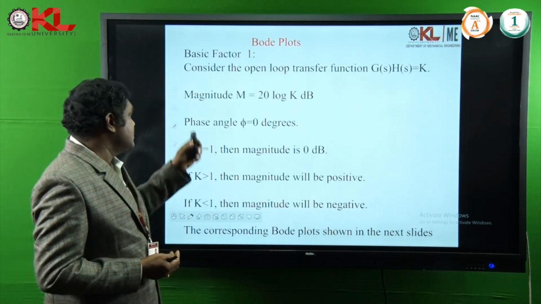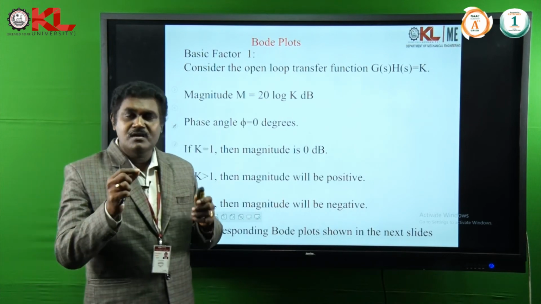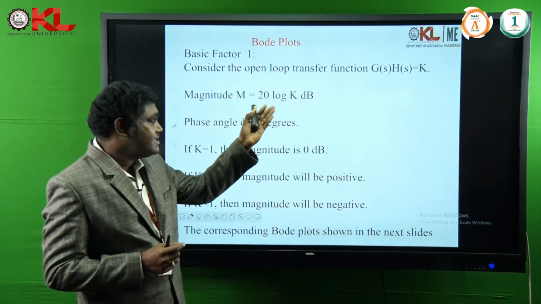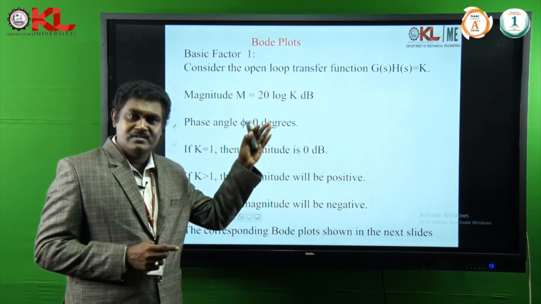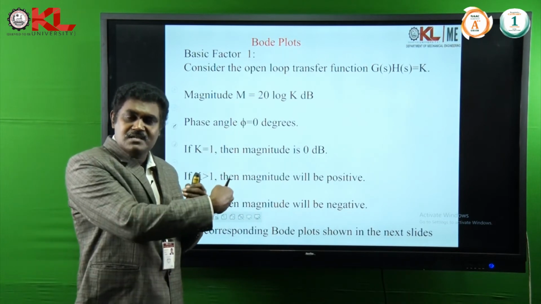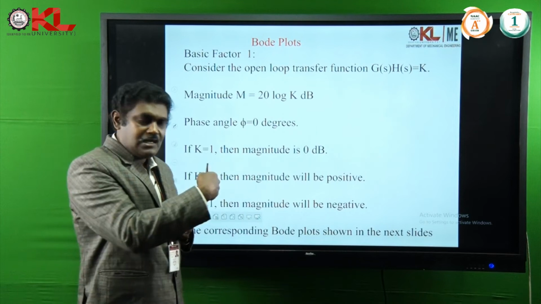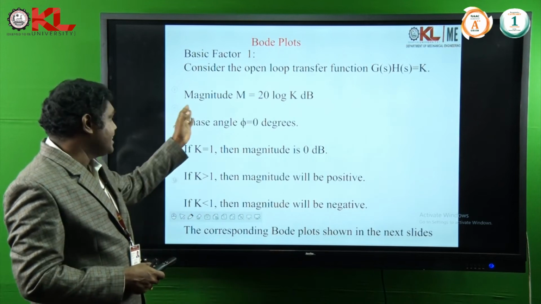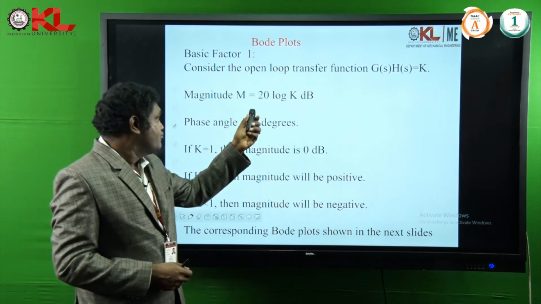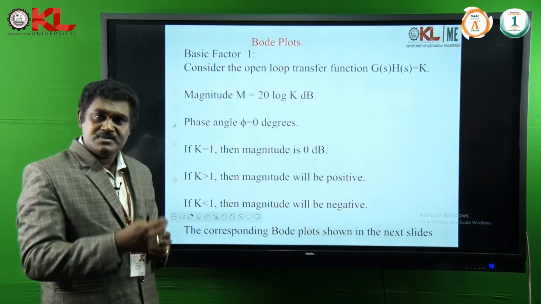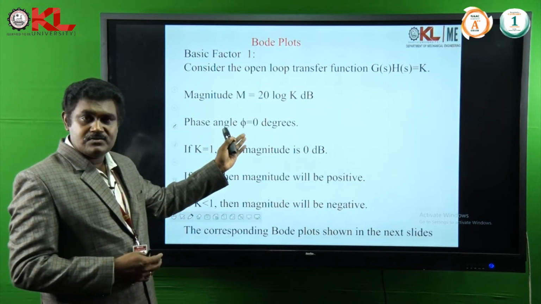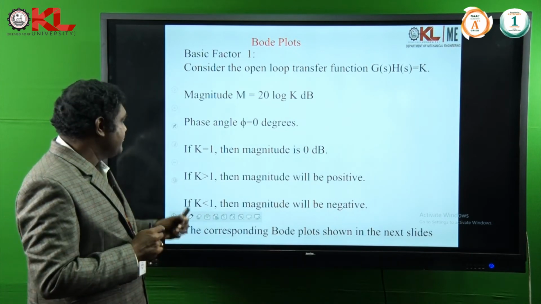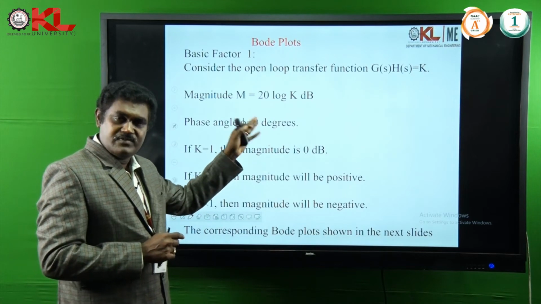So, with these basic factors, we will see how to construct the Bode plots simply. Now, in this basic factor, the transfer function is simply the constant k. Just now, in the tabular form, we have seen how to calculate the slope, magnitude and phase angle. Now, we will see how the graph is obtained at different k values. The magnitude is m equals 20 log k in decibels, and the phase angle is phi equals minus tan inverse of the imaginary part by the real part. If there is no imaginary part, the phase angle is 0.